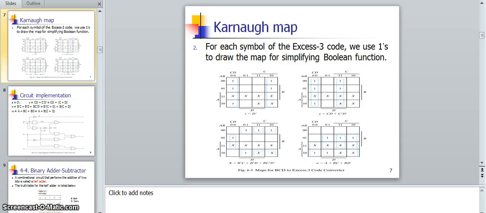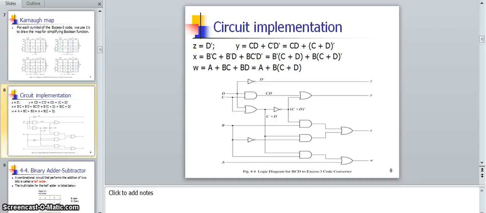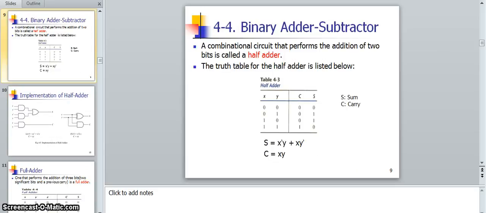And then we are using the Karnaugh map for reducing each output function. Then, from the reduced expressions, we are constructing the logic diagram. This slide indicates the binary adder and subtractor.